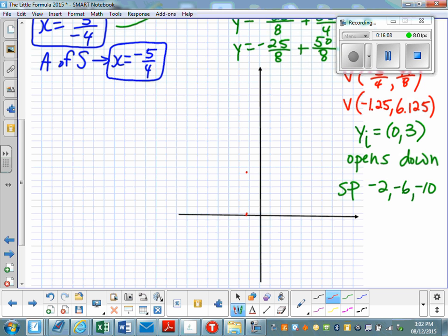So there's my vertex. So that's -1.25. And that is 6.125. There's the vertex. It's opening down, and it's got a step pattern of -2, -6, -10. So from here, I go over 1, and I go down 1, 2. That puts me in that spot right there. I do the same thing on the other side. I go over 1 and down 2. So it's right there.